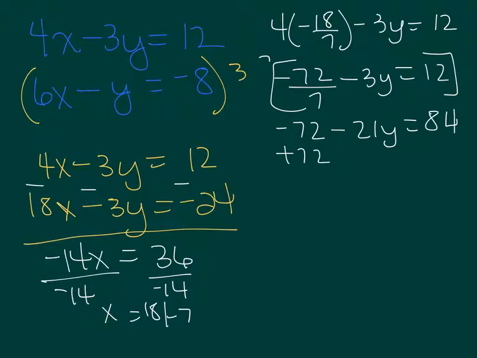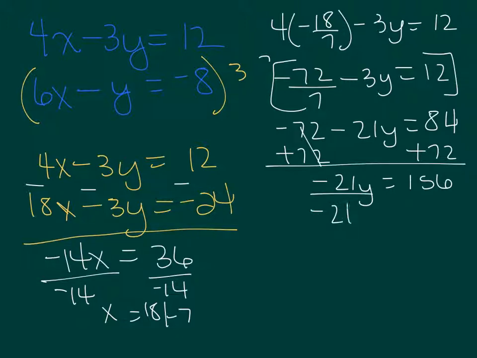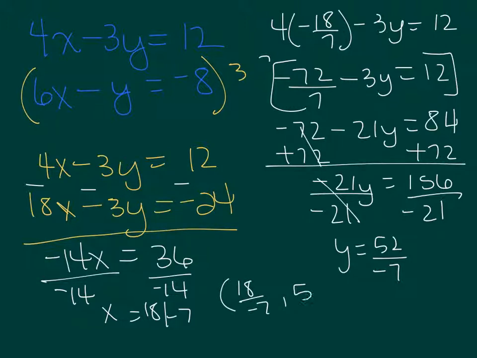Add 72 to both sides. And we get negative 21y equals, let's see, that's 156. Divide both sides by negative 21. And we get y is, let's see, I know those divide by 3 at least. So 156 divided by 3 is 52 over negative 7. And I think that's it. So my final answer is 18 over negative 7 and 52 over negative 7. And I would say we definitely need to check that one, because that one's really ugly.